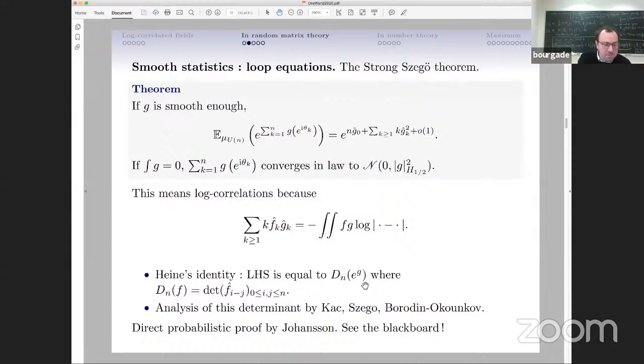There is a direct probabilistic proof by Kurt Johansson, and that's what I want to explain on the board. I'm a bit nostalgic of board talks, of course, and so I hope you can see. So let me go to the board, and I will try to explain what basically Johansson has done to prove this theorem.